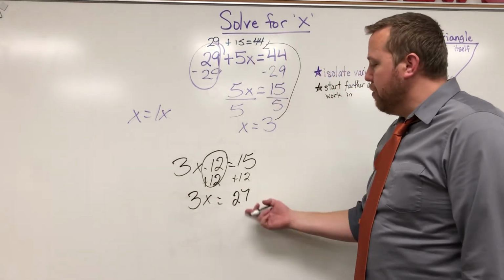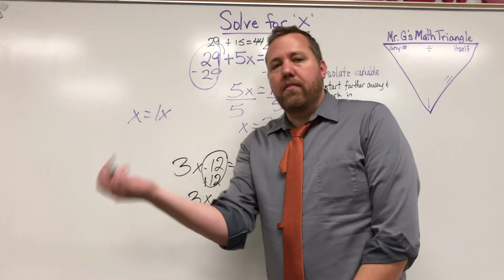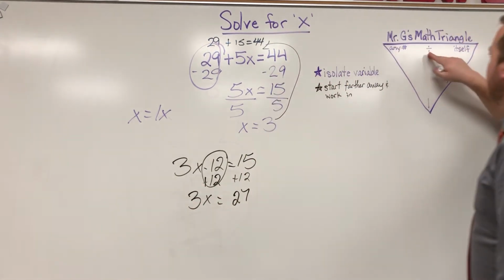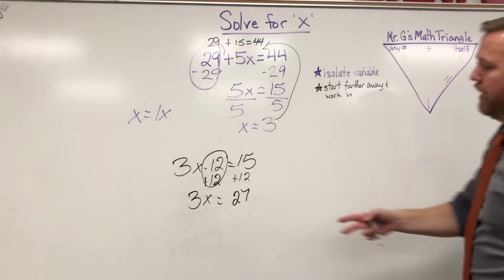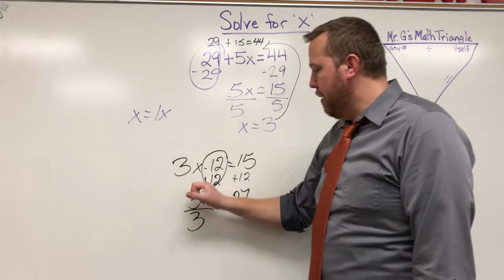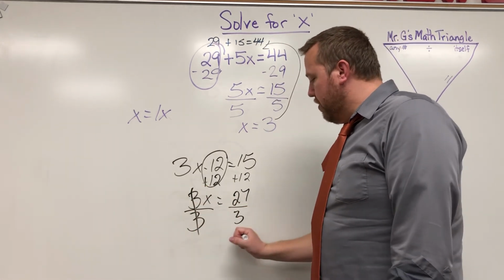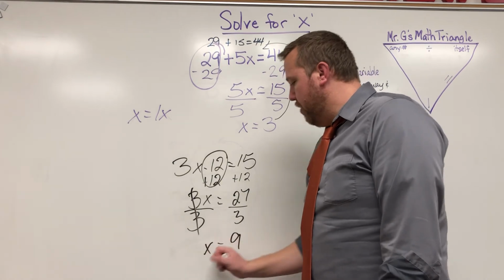So 3x equals 27. Now this is multiplied, so I need to consider dividing. Any number divided by itself equals 1. 3, itself equaling 3, divided by 3. 3 divided by 3 equals 1. 27 divided by 3 equals 9. Okay, so x equals 9.